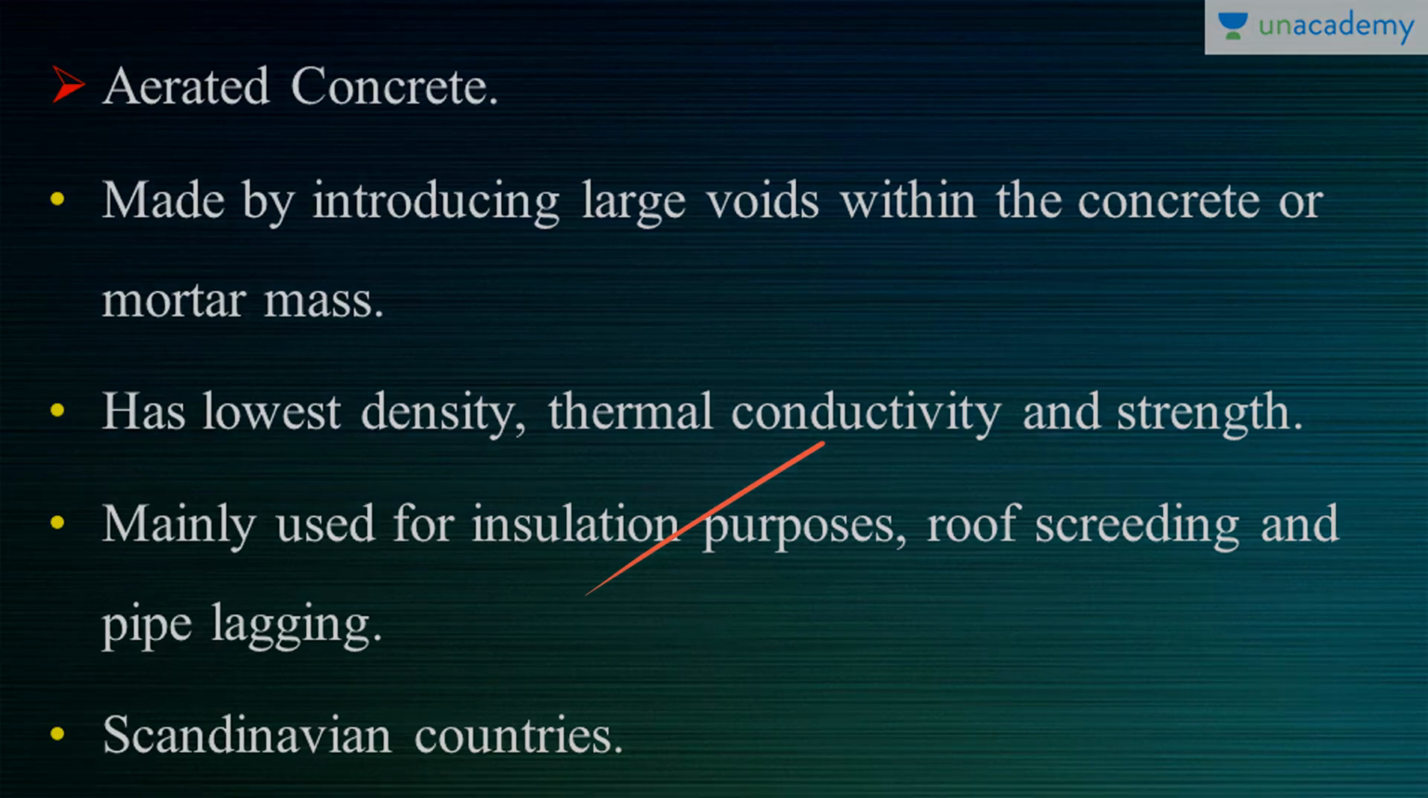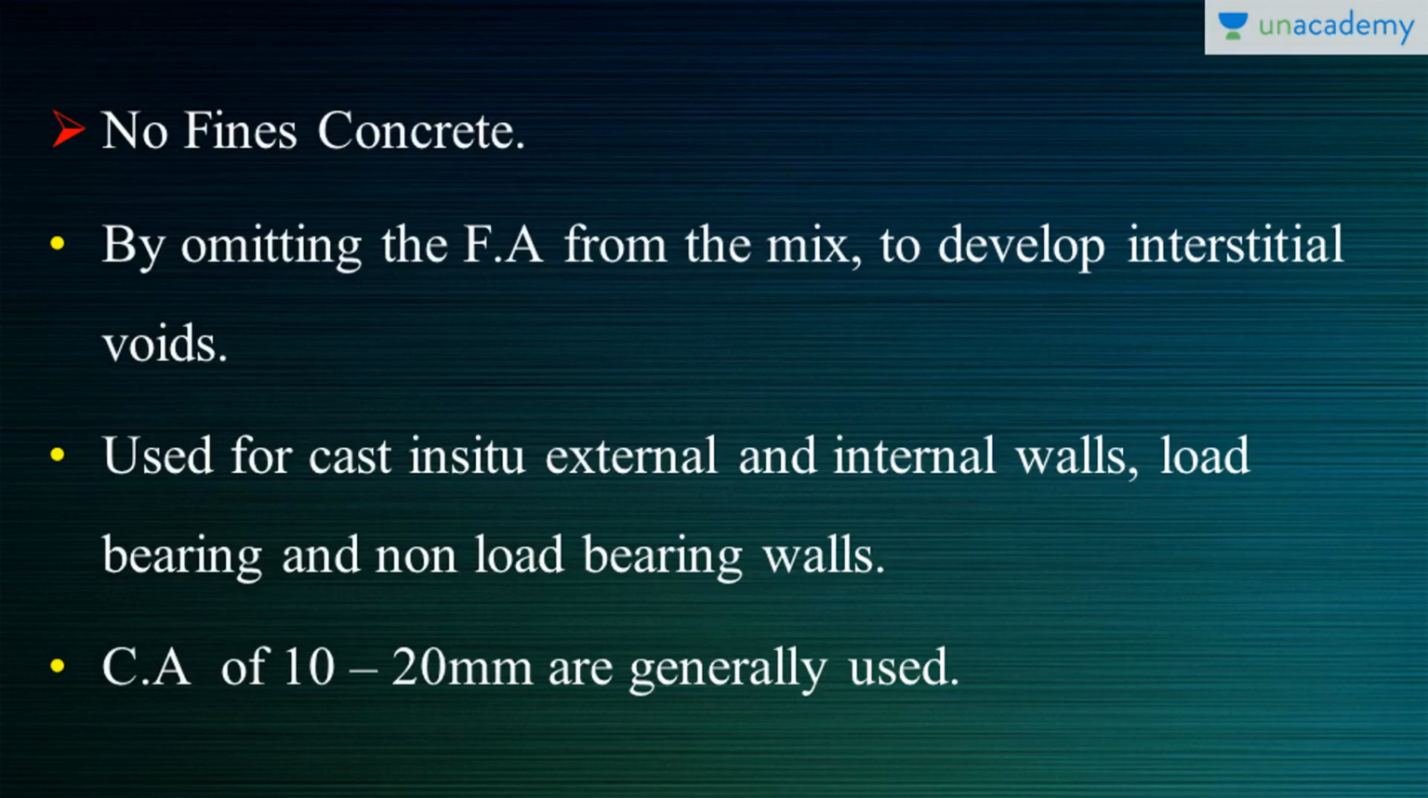Now let's move on to the no fines concrete. These are produced by omitting the fine aggregate from the mix to develop the interstitial voids. So the interstitial voids are developed, and the coarse aggregates used are the normal type coarse aggregates. These are used for cast in situ external and internal walls, load bearing and non-load bearing walls. These are some of the applications of no fines concrete.